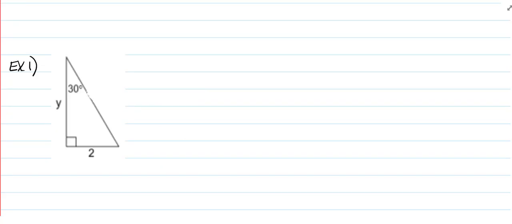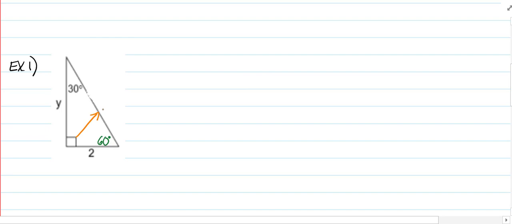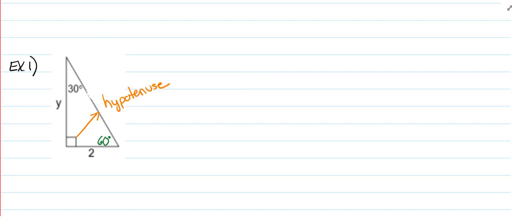Here I have a right triangle, and it tells me one angle is 30 degrees. Since all of the angles have to add up to 180 degrees, this last angle has to be a 60-degree angle. Again, I can label all of my side lengths based on my angles. The side opposite my right angle is the hypotenuse, and I can find the 30-degree angle and the 60-degree angle and label those sides as well.